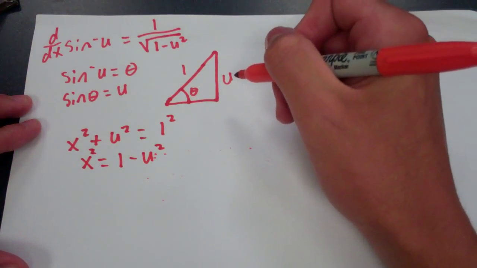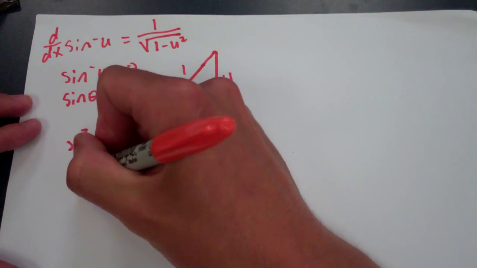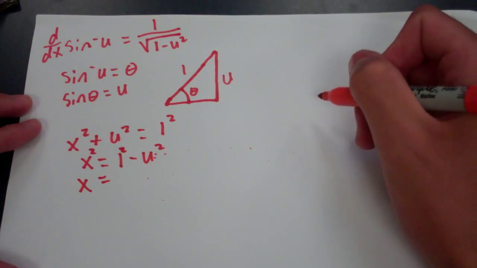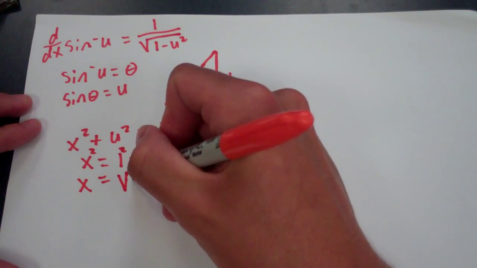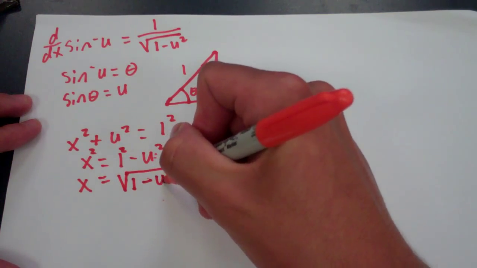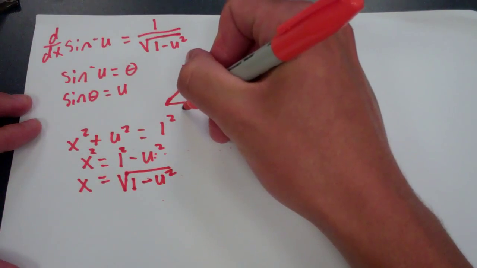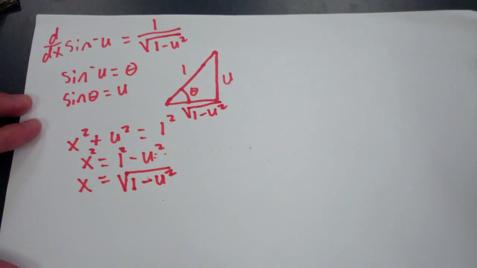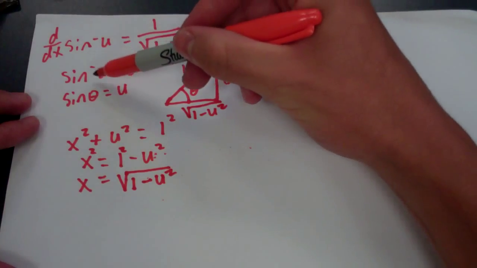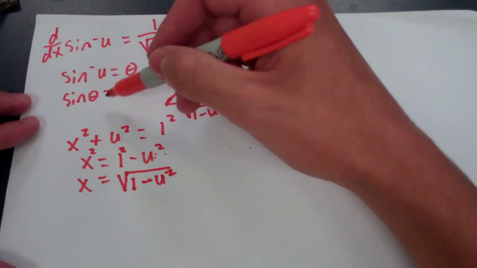Excuse me, x squared is equal to 1 squared minus u squared. And x is equal to, since we're talking about a triangle, we're going to leave out the plus or minus, we're going to square root this side: 1 minus u squared. Okay, so that's what this is right here. This side is the square root of 1 minus u squared. Okay, so that's just the inverse of sine, right? This is just the inverse.